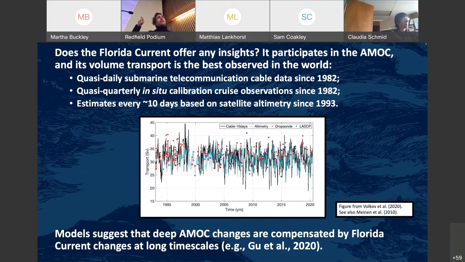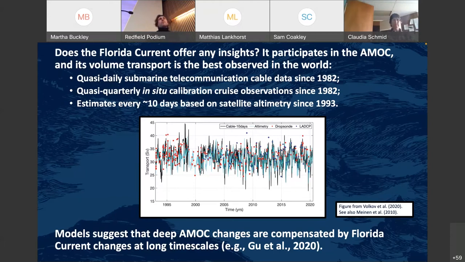Key connection here is that while, again, the Florida Current is not the AMOC, models by Gu and colleagues, also Matthew Thomas and also Becky Beadling, all argue that once you get to these multi-decadal and longer timescales, you have this coupling and compensation, such that when you have a reduction in the deep return flow of the AMOC, that tends to be balanced in a mathematical sense by an equal and opposite weakening in the Florida Current. So the idea is that on these long timescales, the Florida Current may be informative of deep AMOC.